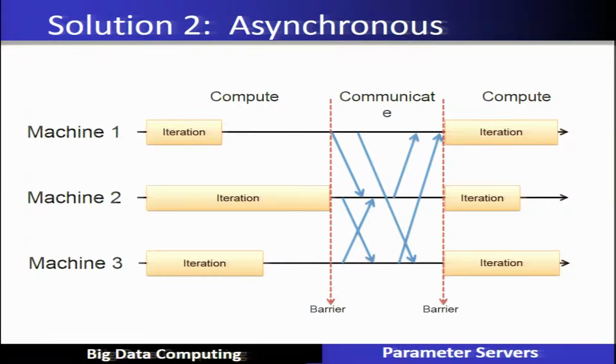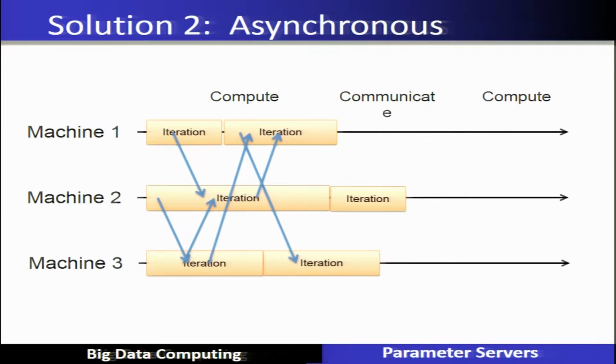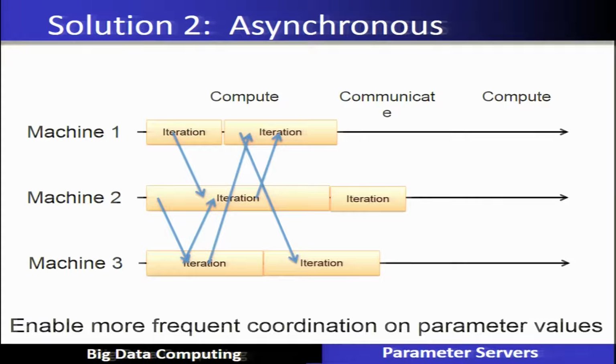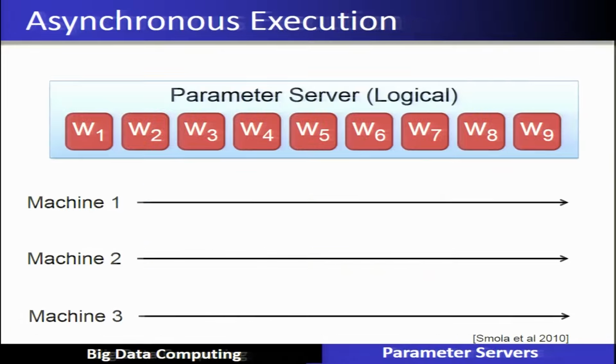So in every iteration we see that there will be a barrier after the machine finishes the iteration and starts the communication, and before all the communication completes, the next iteration will not begin. These are the barriers, and if we collapse these barriers, we can introduce a much more efficient way of implementing asynchrony in this case. So this enables more frequent coordination on the parameter servers.